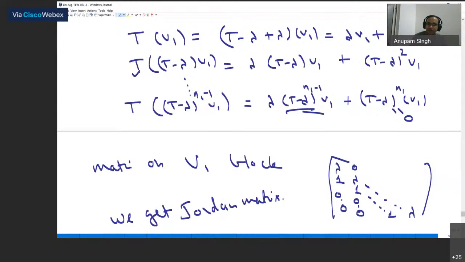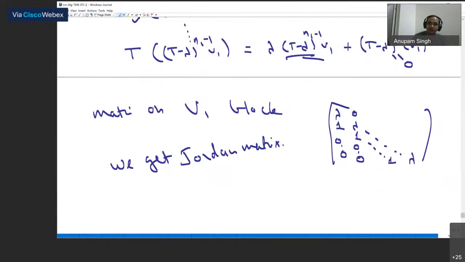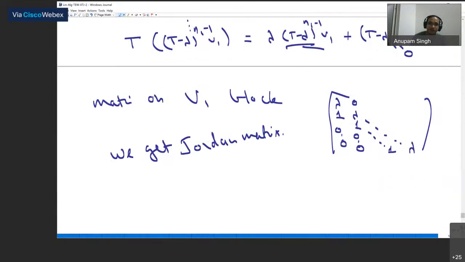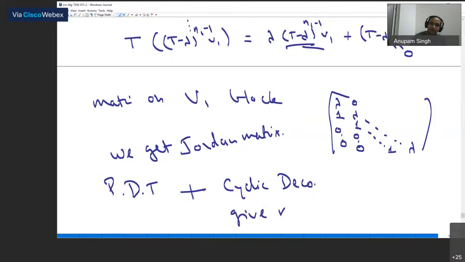So the primary decomposition theorem together with the cyclic decomposition theorem, which I stated above, gives me the Jordan canonical form.